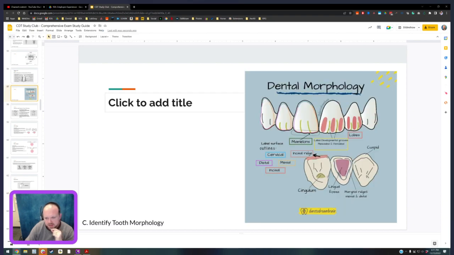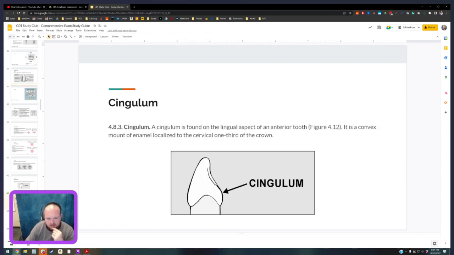I think this is a better way to put it. I don't know why they gave that weird view of this tooth, but this is the cingulum here. Let's go back. It's a weird illustration.